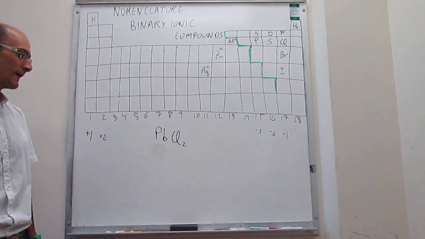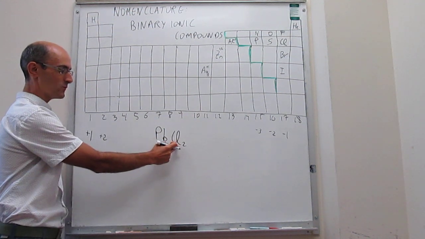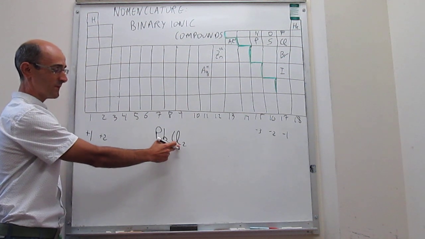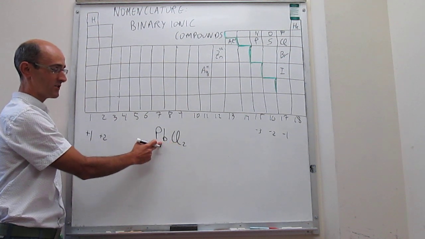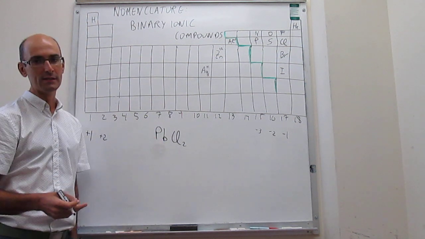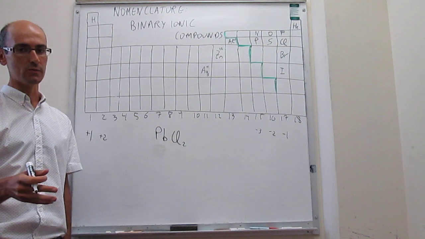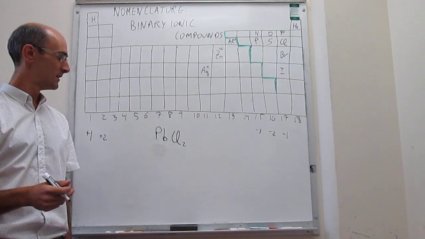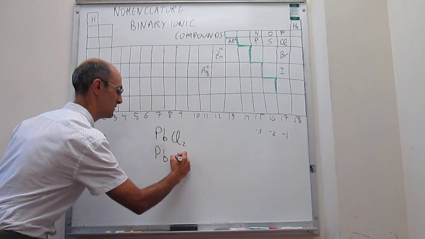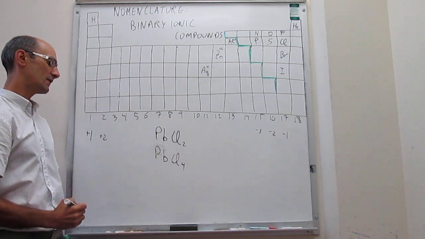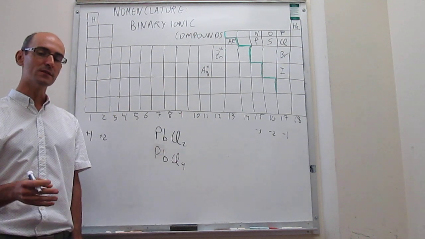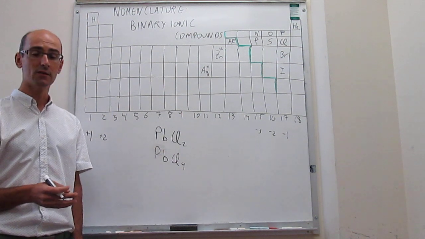This is a binary ionic compound formed between lead and chlorine. The charge of chlorine is always -1. This means that the charge of lead in this compound is going to be +2. So the way to name that compound would be lead, parentheses, 2, close parentheses, chloride. And then this other compound, PbCl4, the name will be, in this case, lead(IV) chloride.